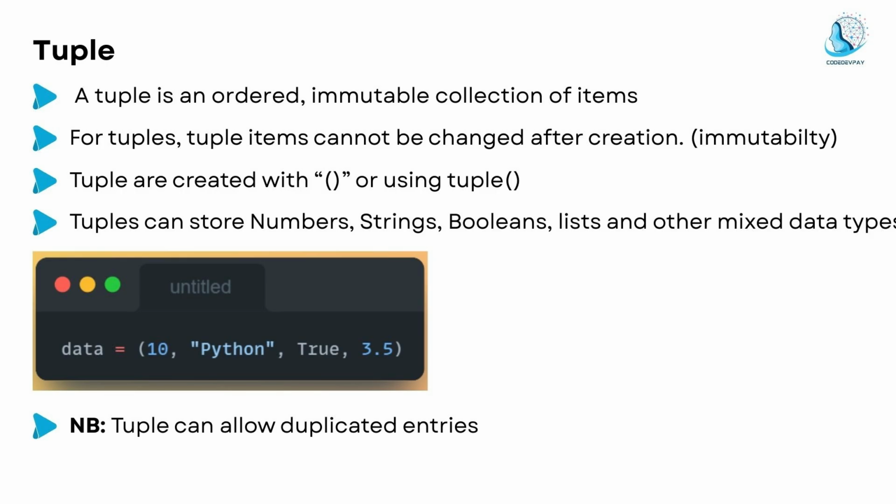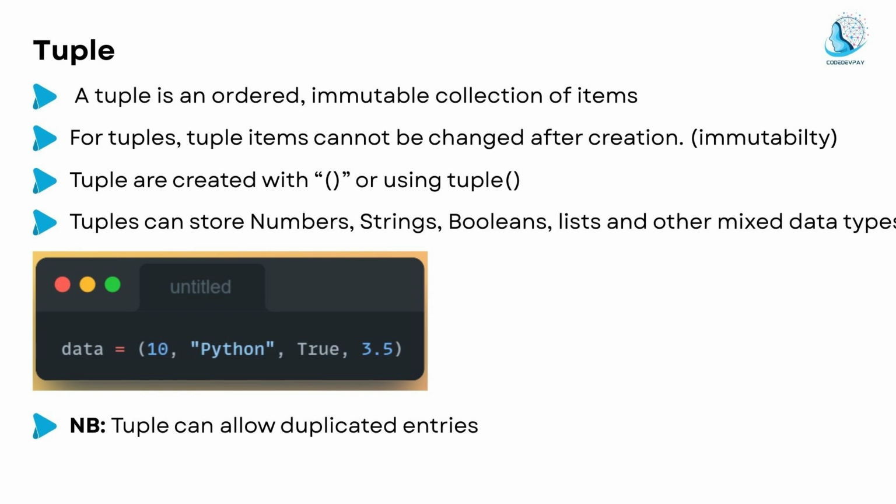A tuple is an ordered immutable collection of items. So here we have a new keyword, immutable. It means that for a tuple, the items or the elements cannot be changed after creation. Tuples can be created with the parentheses or using the tuple constructor, which we'll look at later. Tuples can store numbers, strings, booleans, lists, and other data types.